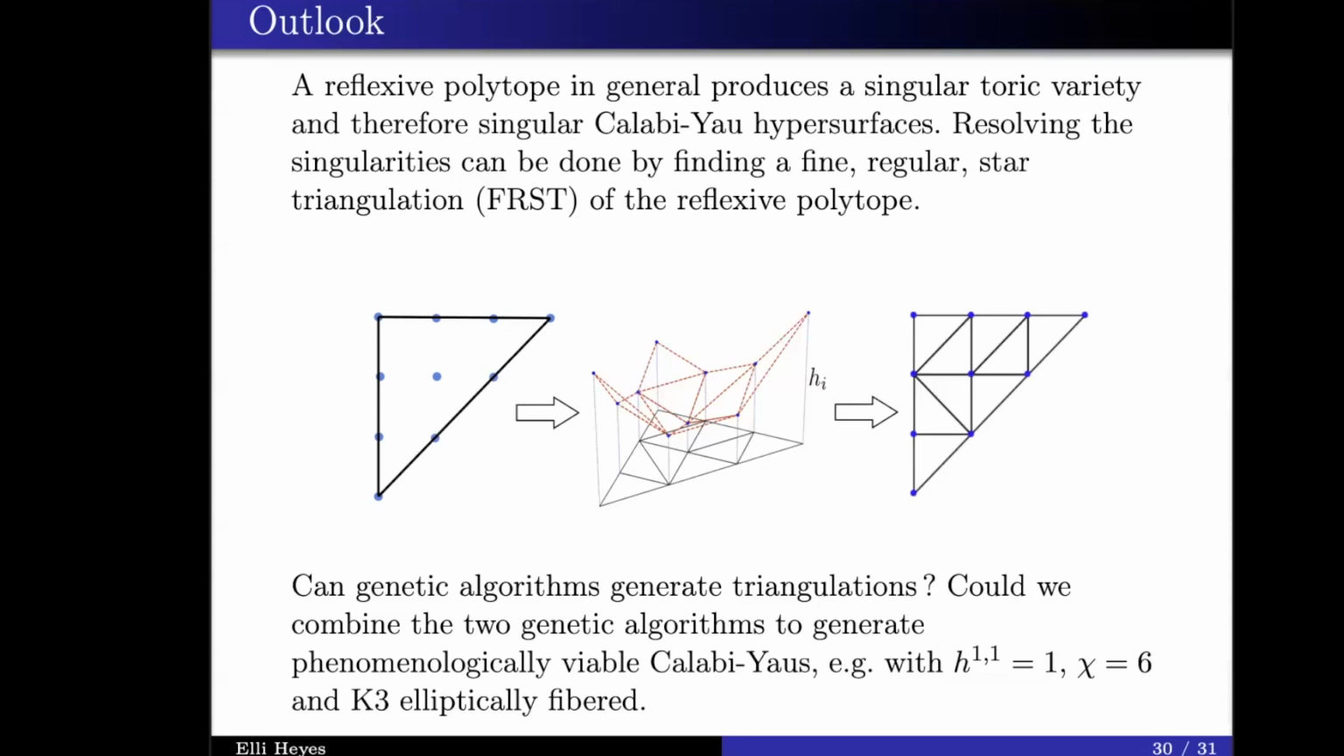So ideally, you'd say, I want a Calabi-Yau fourfold with H11 equal to 1, I want Euler number 6, which I think Ed mentioned yesterday allows us to have three generations of leptons, and I want it to be K3 elliptically fibered, which is a condition for F-theory. And then hopefully the genetic algorithm run gives me some examples I can play around with.